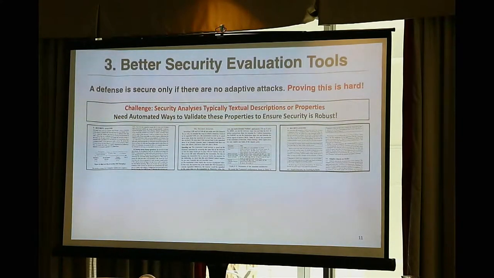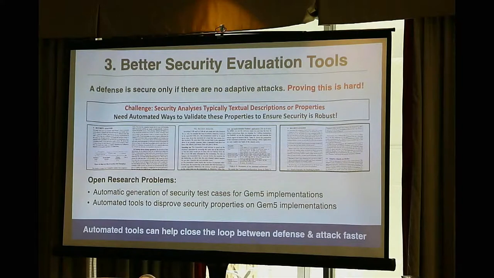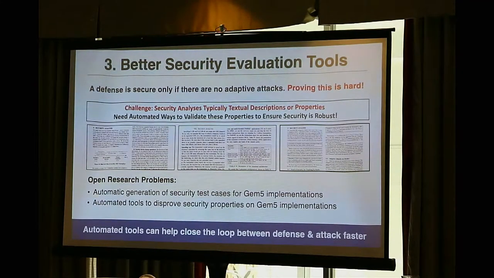We need more automated ways of reasoning about these security properties. And some of the works we are doing right now explore automated generation of test cases against gem5 implementations and tools to disprove security properties of existing gem5 implementations. What this can help is allow us to iterate over these defenses as we come up with them, identify potential holes, and make these defenses better before we go and publish them, and before these defenses can be implemented. So basically, these automated tools can close the gap between the attack and defense faster and help us end this arms race faster.